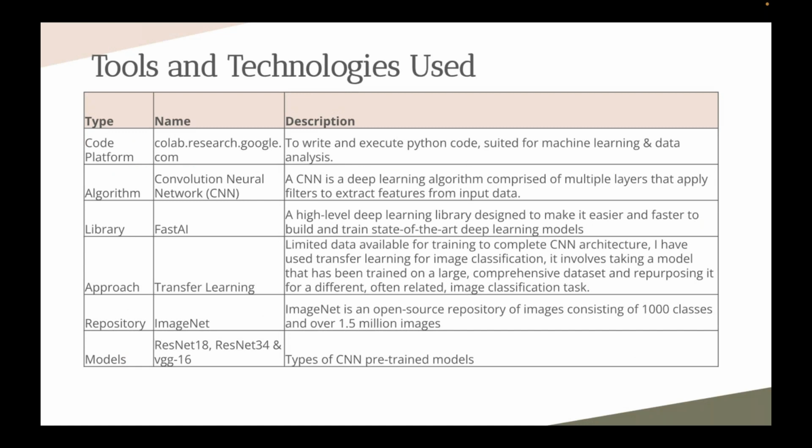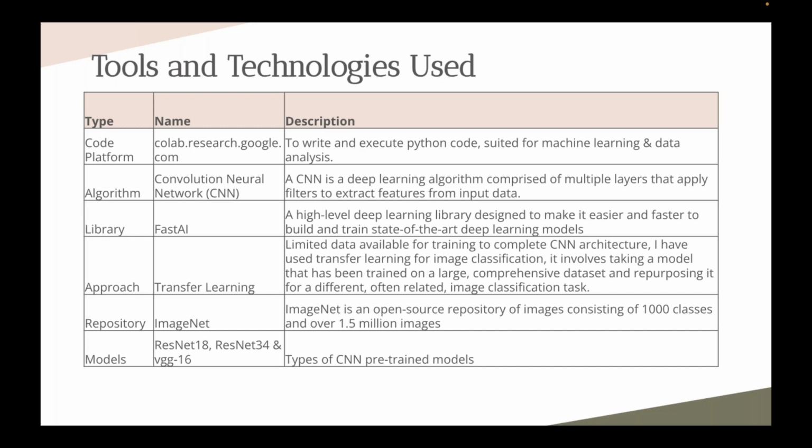So some tools and technologies I used. My coding platform was colab.research.google.com, where I wrote and executed code. The algorithm I chose was a convolutional neural network, or in other words, a CNN. The reason I chose this is because it has multiple layers that apply filters, which can extract features from your image data. The library I used was FastAI, which is basically a library that makes it easier and faster to build these types of models.